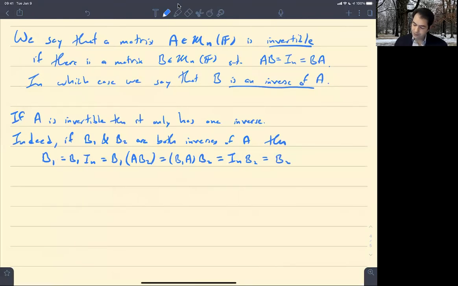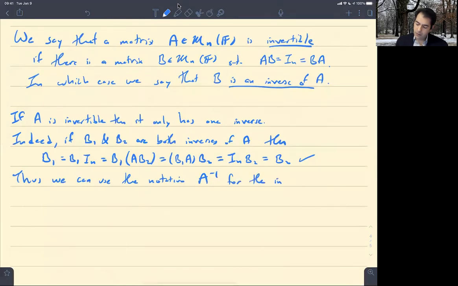Right? So if A were to have two inverses, then actually they would be equal to each other. So A only has one inverse, if it has any. Thus we can use the notation A to the minus 1 for the inverse of A when it exists. Because it's unambiguous, it only depends on A, we might as well write it as A inverse, A to the minus 1.